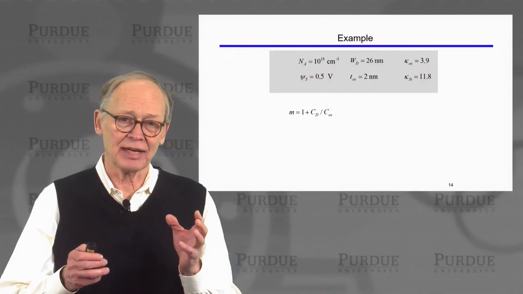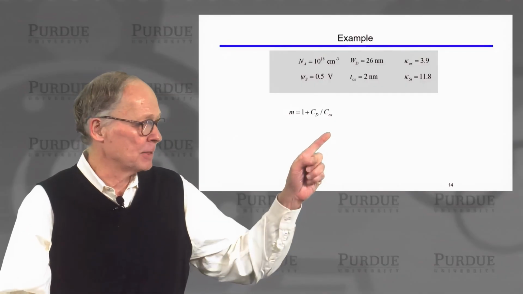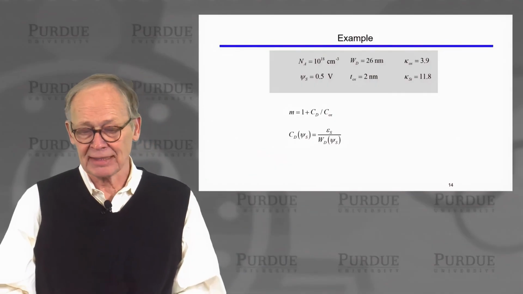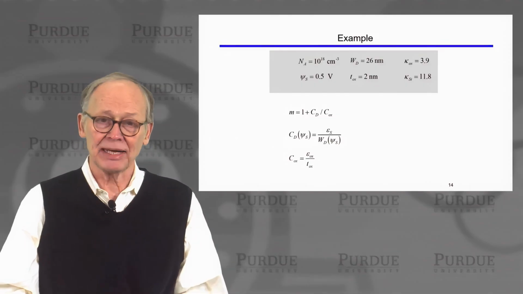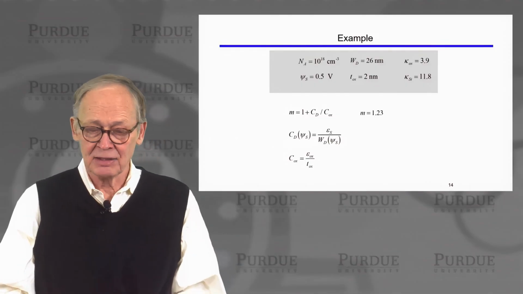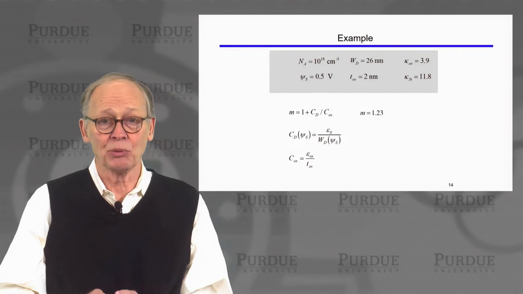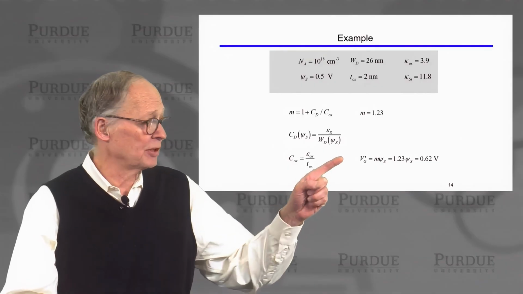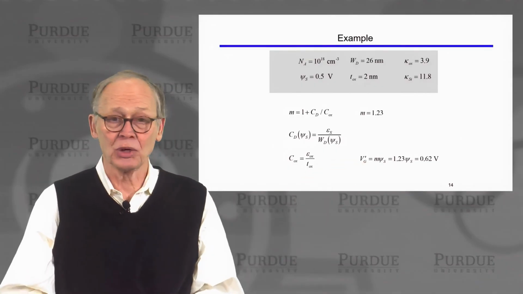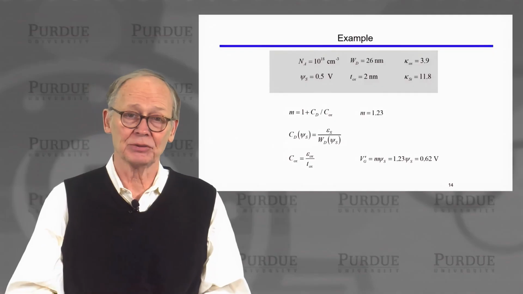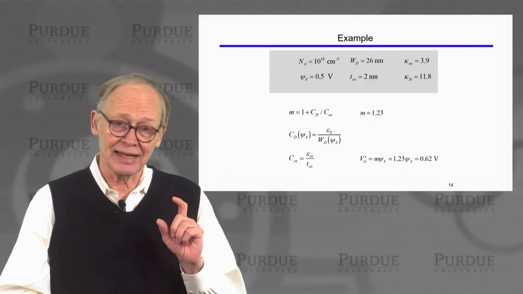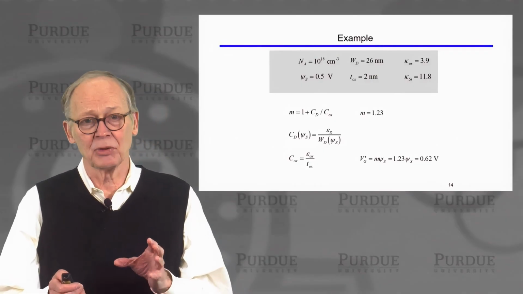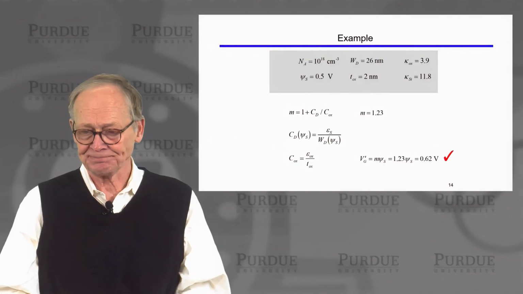What gate voltage produces a 0.5 volt surface potential? Well, we have our parameters up here. It's going to be important to compute m, and we compute that from the depletion capacitance and from the oxide capacitance. We put numbers in, we'll get m is equal to about 1.2, a little bit bigger than 1. So in this particular example, the gate voltage that produced that surface potential of a half a volt is 1.23 times 0.5, 0.62 volts. If we apply 0.62 volts on the gate, we will get 0.5 volt surface potential because we've lost some voltage due to the volt drop in the oxide.